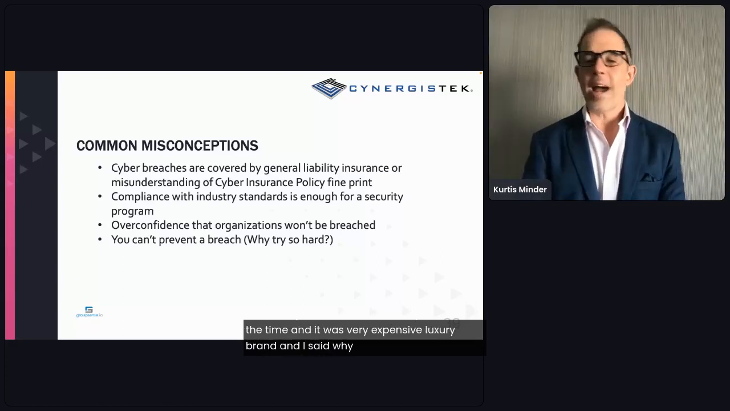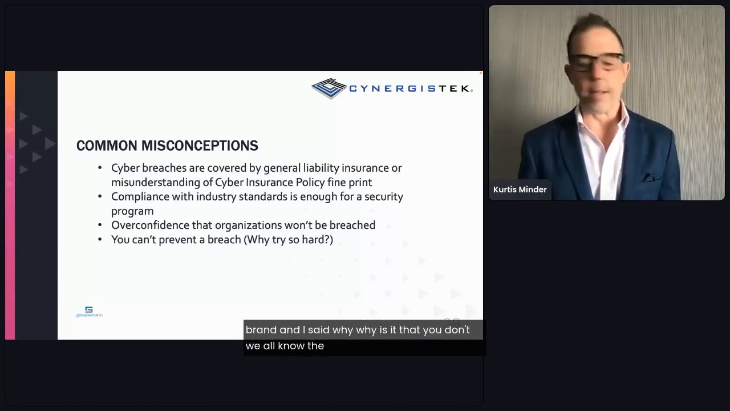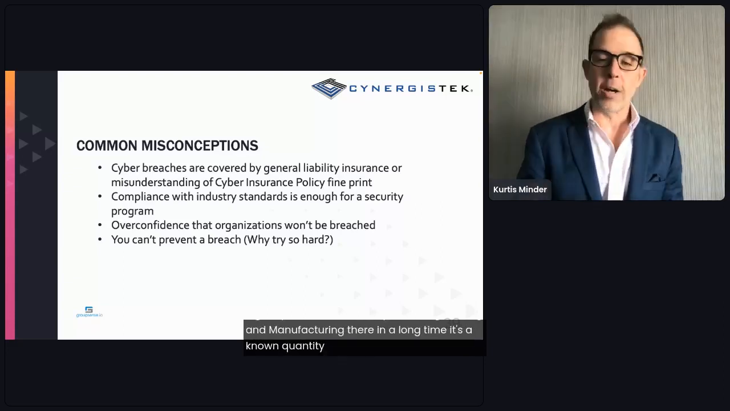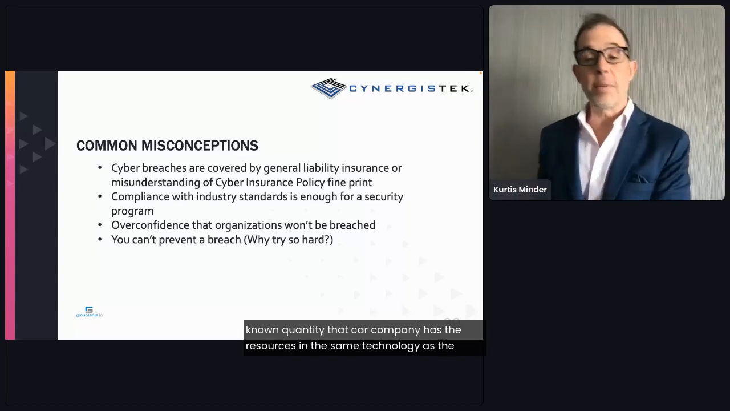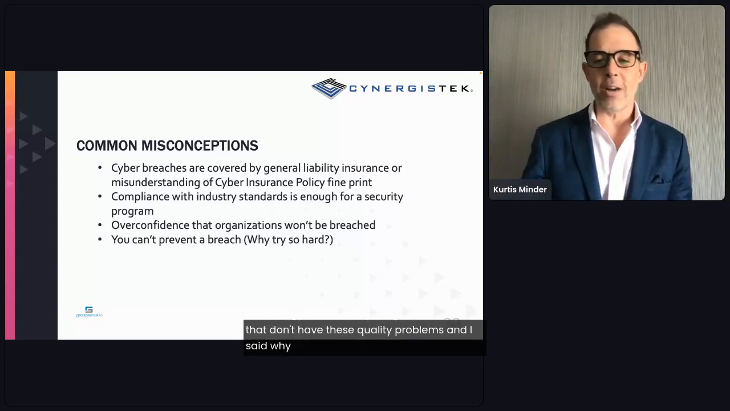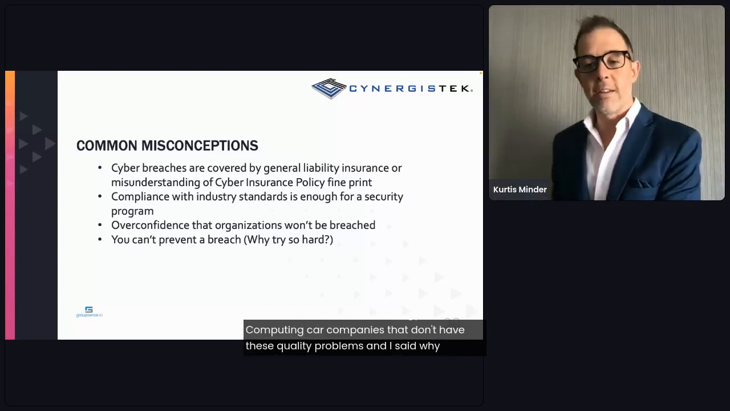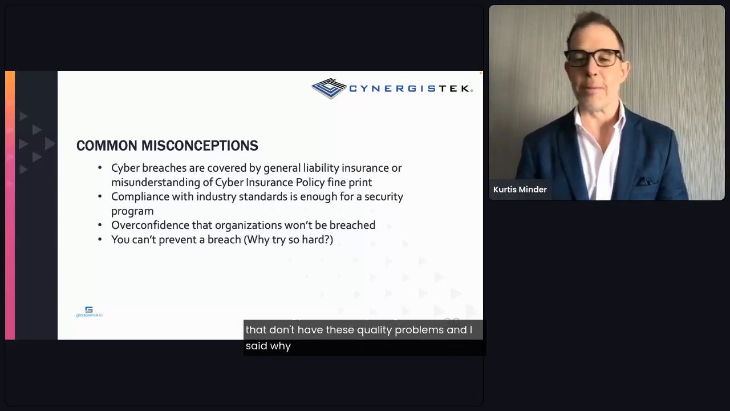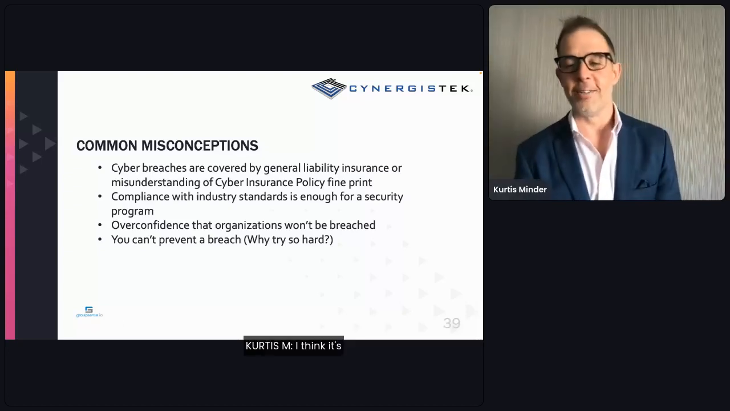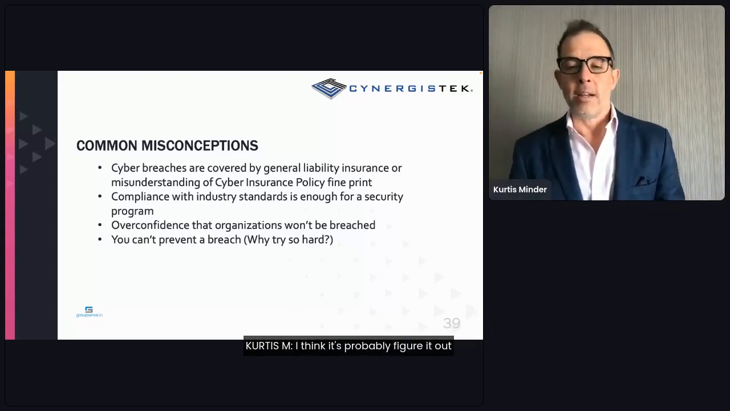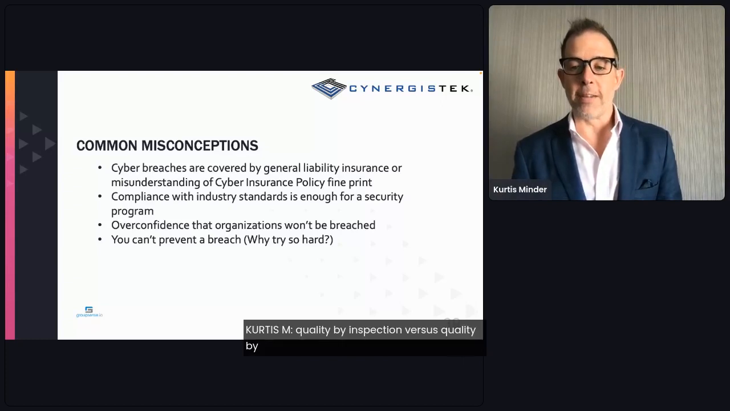And I said, we all know that lean manufacturing, Six Sigma, those processes for quality and engineering and manufacturing have been around a long time. It's a known quantity. That car company has the resources and the same technology as the competing car companies that don't have these quality problems. Why is it that, despite all those things, that car has all these problems, and the other brand just never has any problems at all, and it's famous for that? You guys are probably trying to guess which cars I'm talking about, by the way, which you probably figured out. And he said, well, Curtis, the difference is quality by inspection versus quality by design.